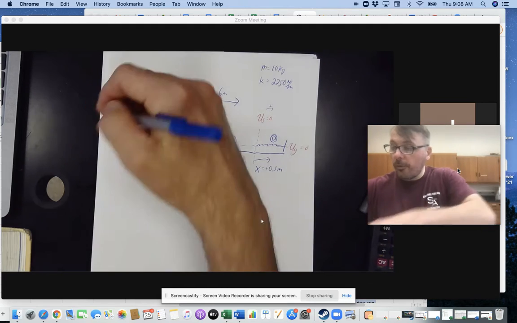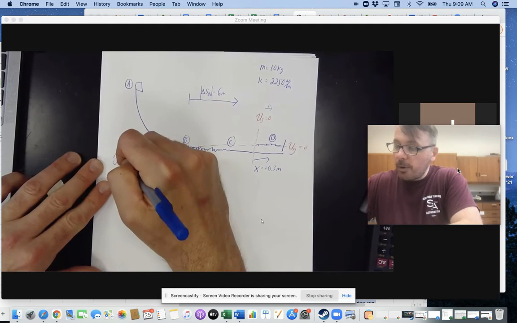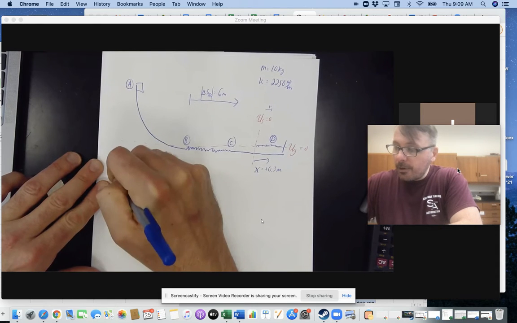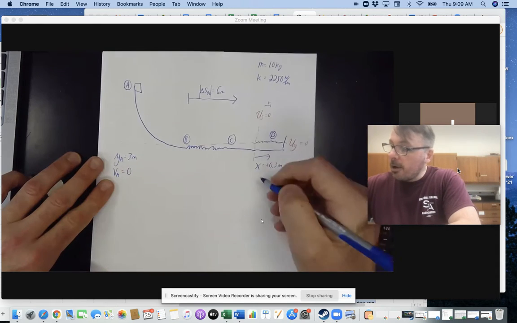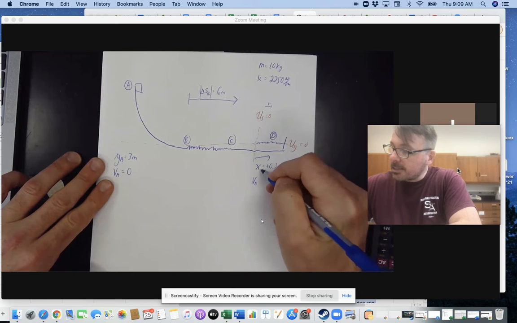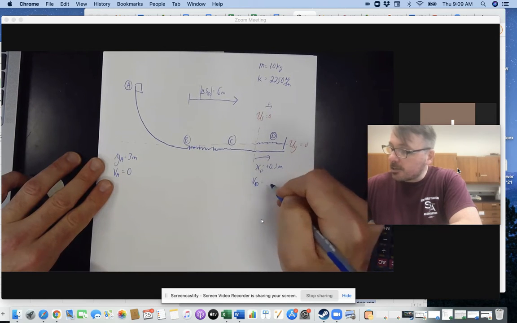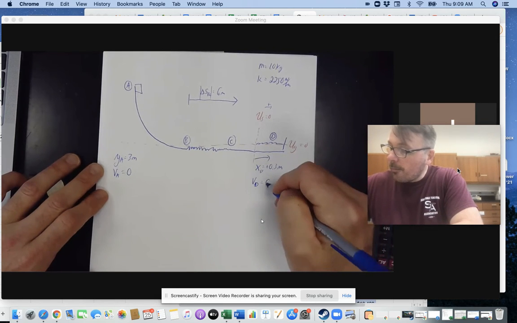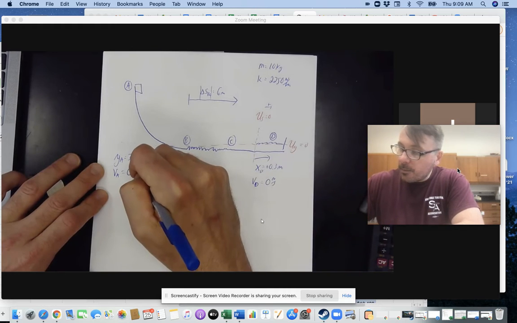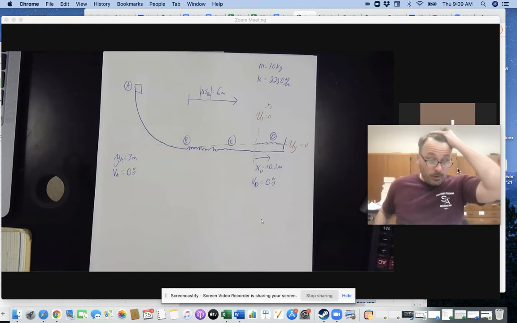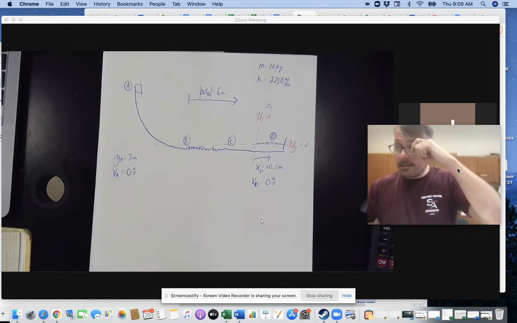We're actually also told the y position at point A is 3 meters, and we know that the object's at rest here. We know that the object is at rest here at position D as well. All right, cool. So those are the things that we know. Next, we want to talk about total energy statements. I like to do that.